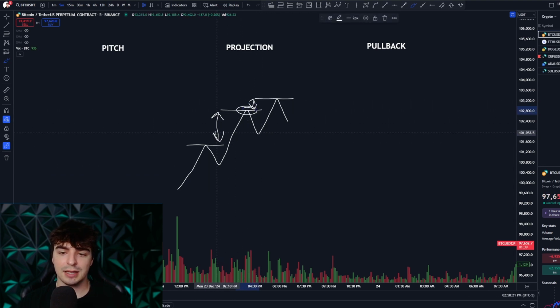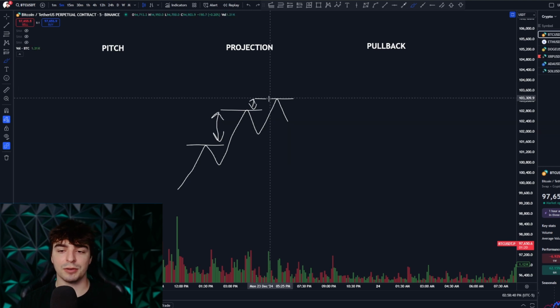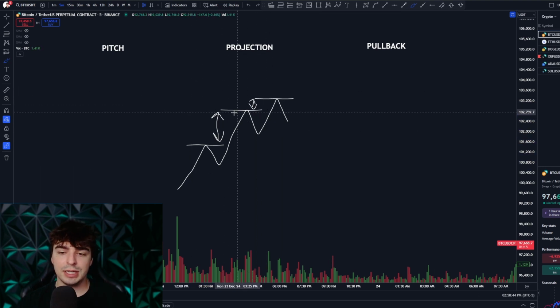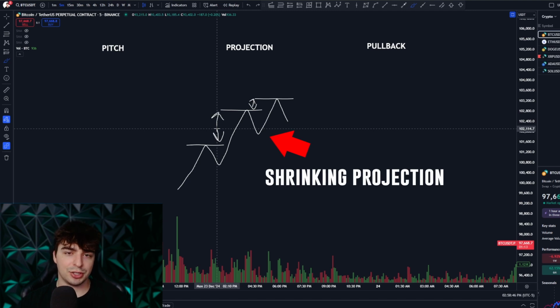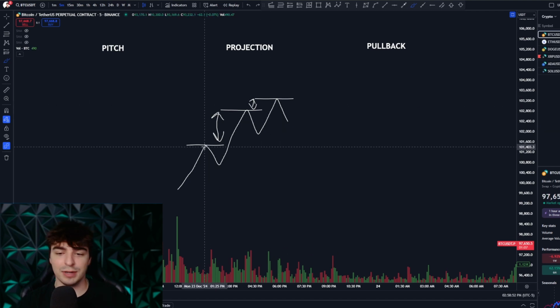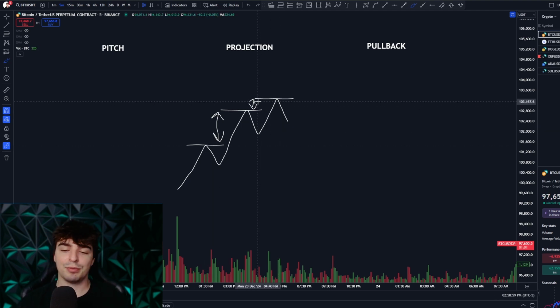Because this high made a pretty big move compared to its previous high. But now if we look at the most recent high, we'll see that we don't really make that big of a new move, right? We haven't really made too much progress compared to this move right here. So what we're seeing is a shrinking projection, which is just fancy terms for the new highs are not as strong as the previous highs, which means that price is weakening and may reverse.